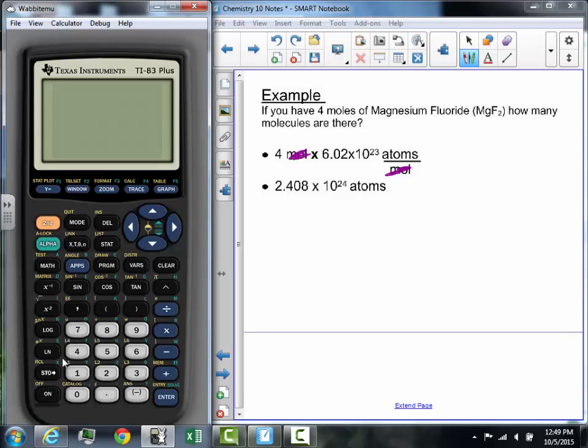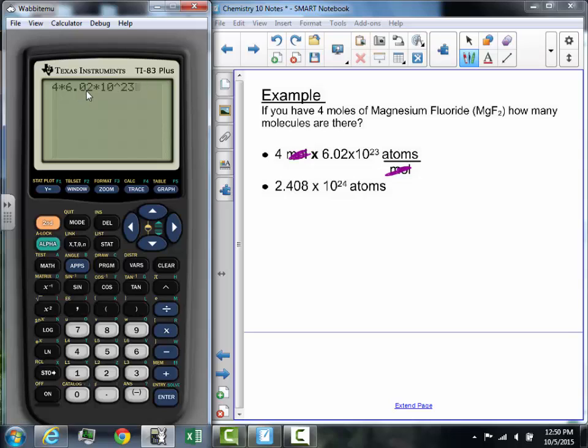Here's what you would type in. You would type in 4, then times by 6.02, then times by 10. But then you have to do a little exponent thing. The button on these calculators that does exponents is this little up arrow notch thing. If you press that, some calculators will lift up a little bit. Mine's an older one, it doesn't do that. But then we need to type in 23.